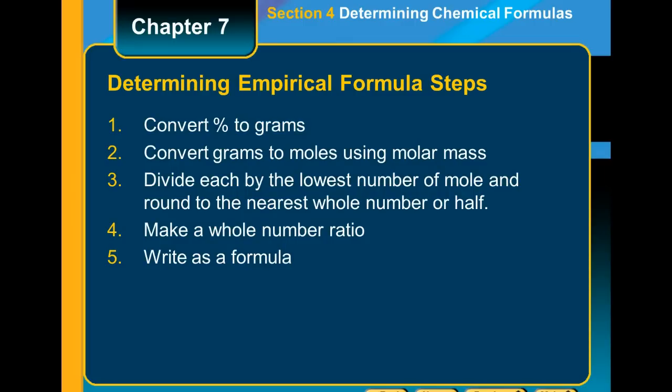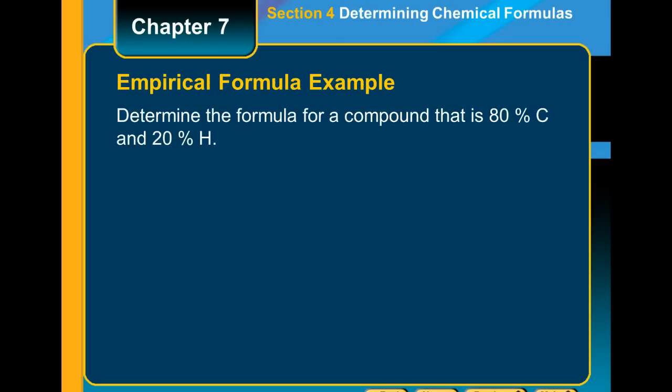You first convert the percent into grams, and then you take the grams and change it to moles using the molar mass. You're going to divide each of the mole amounts by the smallest one to get either a whole number or something closer to a half. Then you're going to make a whole number ratio and write it as a formula. So let's try this problem with those steps, and I'll talk you through it.